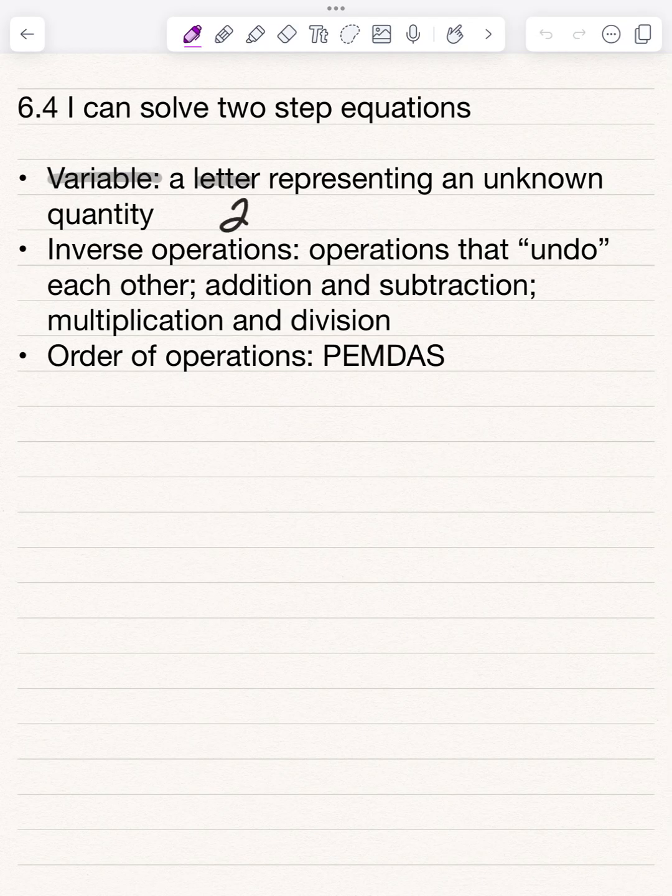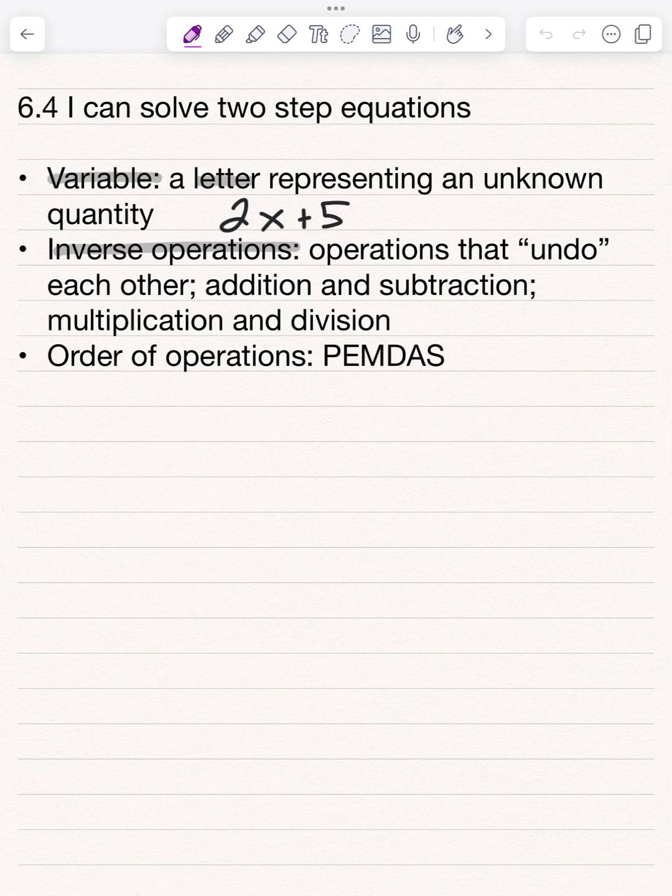So this might be like 2x. If I had the expression 2x plus 5, x would be my variable. X is a letter, it's representing an unknown number. Okay, next is inverse operations.